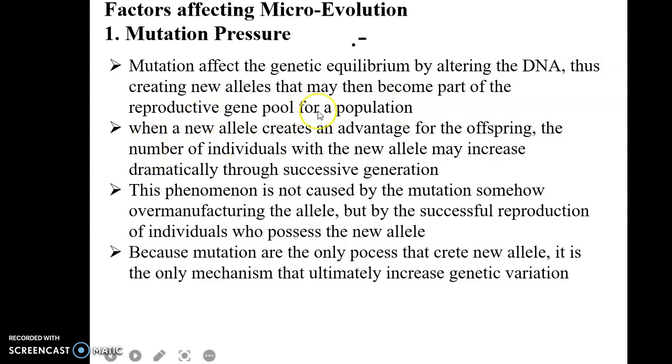When a new allele provides any advantage for the offspring, the number of individuals with that particular new allele may increase dramatically because of that advantage. Those who possess the new allele will increase because of their advantage in successful reproduction, and mutations are the only process that creates new alleles. So it is the only mechanism that ultimately increases genetic variation and results in microevolution.